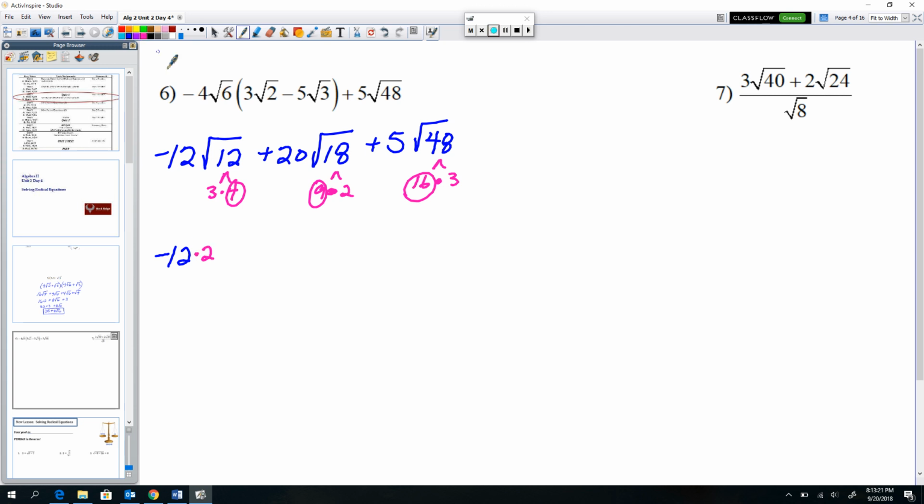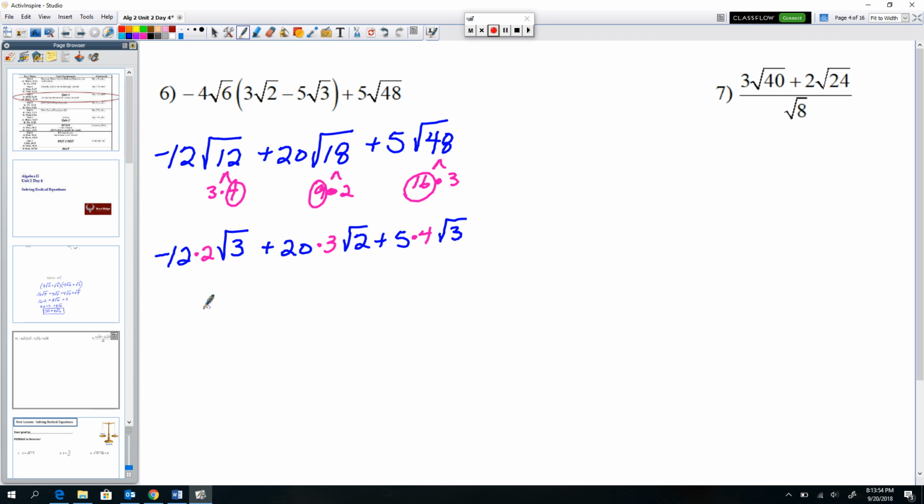And the square root of 3 is left behind. I'm going to have 20 times 3, and the square root of 2 is going to be left behind. And then I'll have 5 times 4, and the square root of 3 is left behind. If you didn't follow that, or if that was going too fast, please pause. Make sure that you can do this skill. This is a super important skill for this unit.